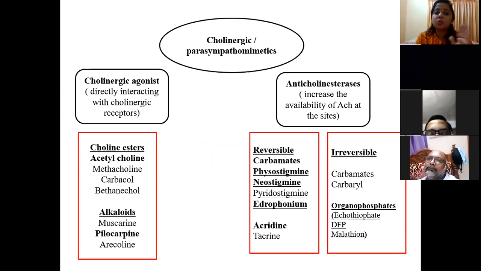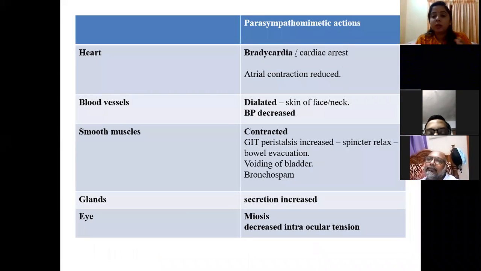There are two groups. Cholinergic agonists, whose prototype drugs are acetylcholine and pilocarpine, and the anticholinesterases. Anticholinesterase inhibits cholinesterase, so acetylcholine is not broken down and more acetylcholine will be available for action. The prototype drugs are physostigmine, neostigmine, edrophonium, and organophosphates, which are irreversible.